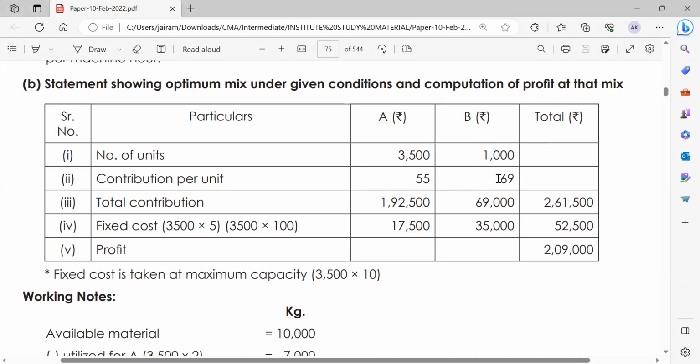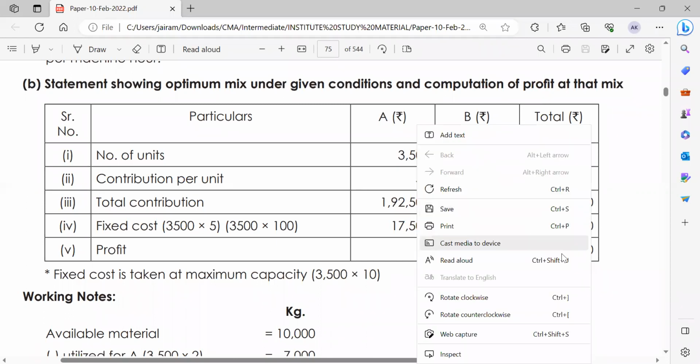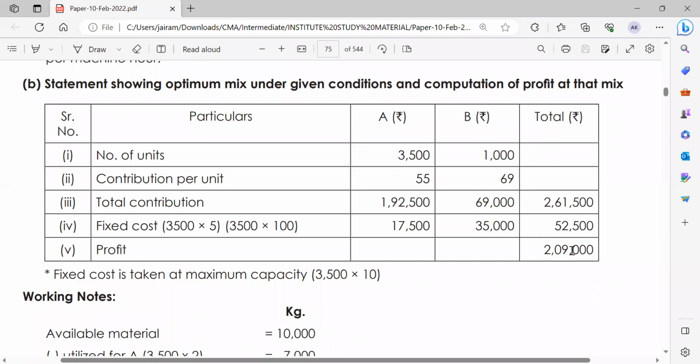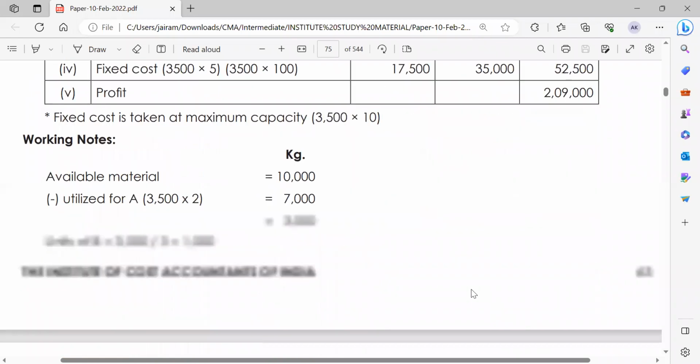And then this contribution per unit we already calculated above. Just use it and multiply it, and you'll get 69,000. This fixed cost we just saw. Add these two and you will get the total fixed cost. Total fixed cost is 52,500. From the total contribution, deduct the total fixed cost and you will get the profit. Okay, understood?